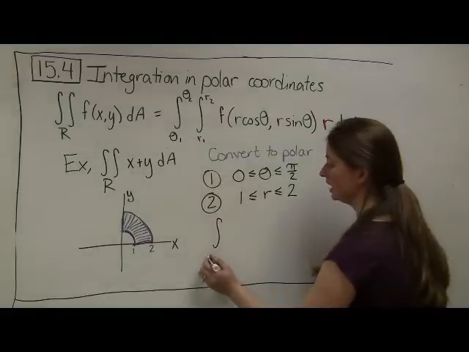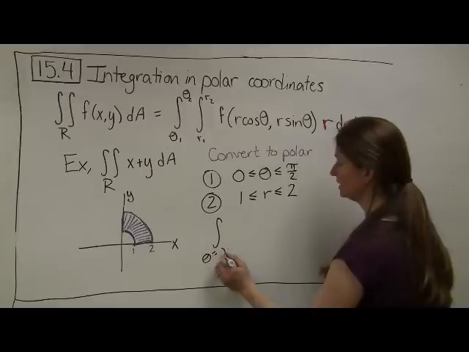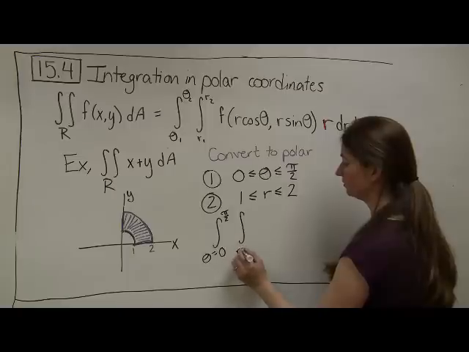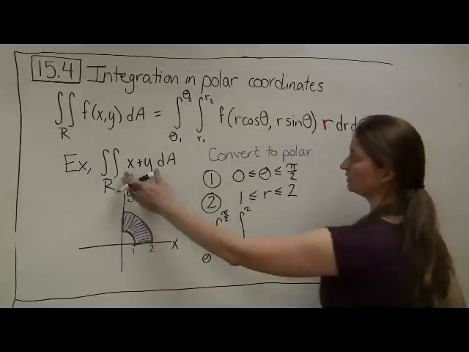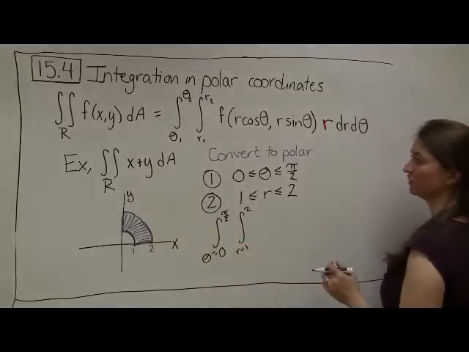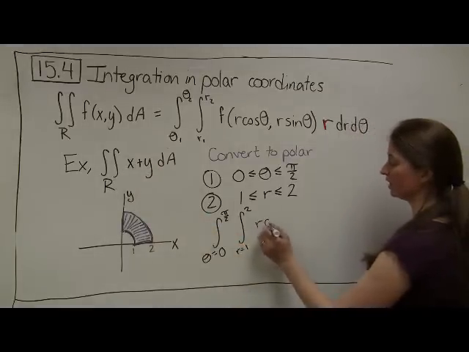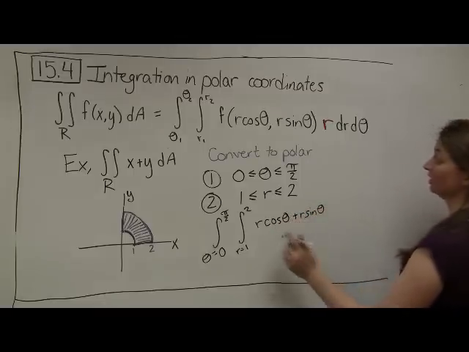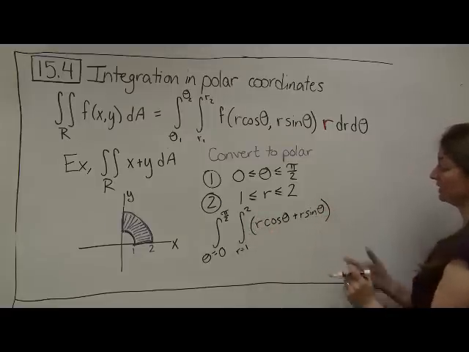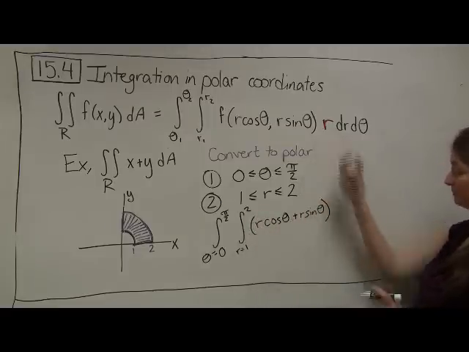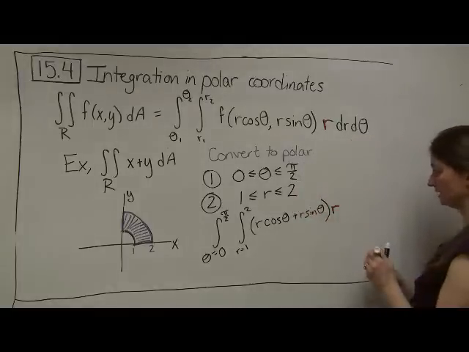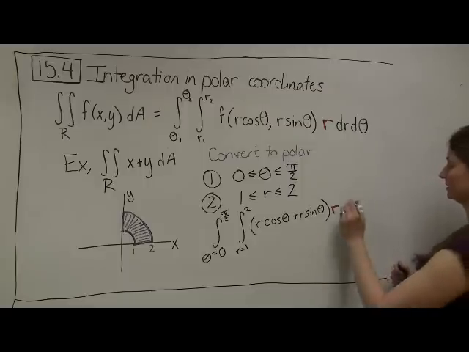So looking at this integral, I know that theta is going from 0 to pi over 2. I know that r is going from 1 to 2. And I have to convert my x plus y into what I actually want. X is equal to r cosine theta, and y is equal to r sine theta. But, cautionary tale, because I converted to polar coordinates, I need to remember my red r. And so my red r is multiplied by my function, dr d theta.